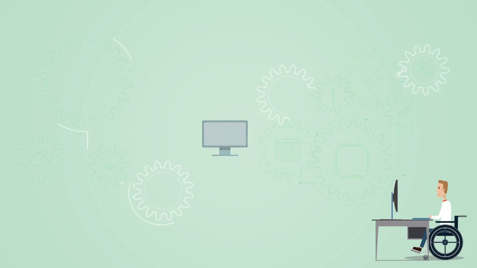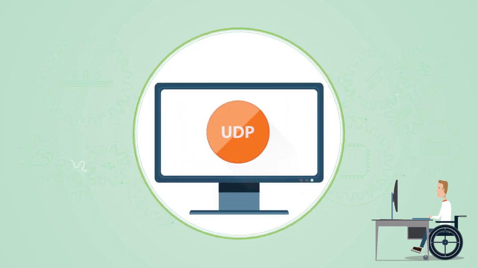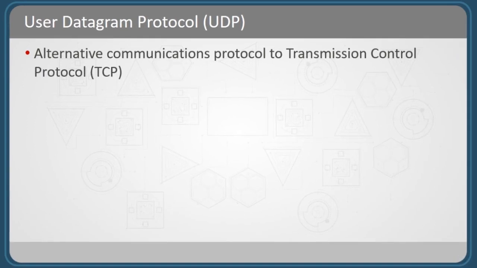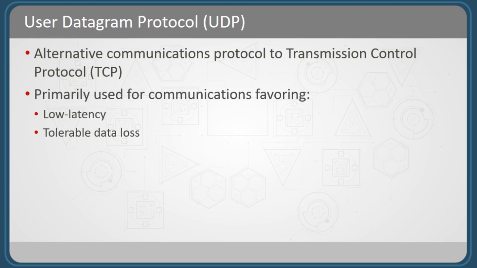Now, in this presentation, we'll take a look at the User Datagram Protocol, or UDP, and this is often implemented as an alternative communications protocol to TCP. And I say alternative because you do have a choice. It depends on the application and the circumstances with respect to which transport protocol you choose. Now, I'll clarify that in a moment, but UDP is primarily used for communications that favor low latency, or quite simply speed, and also those that can tolerate some data loss.